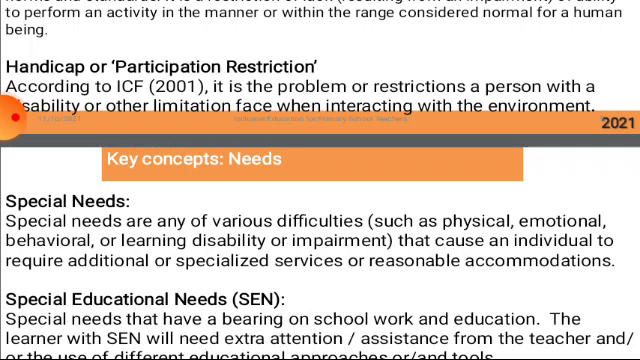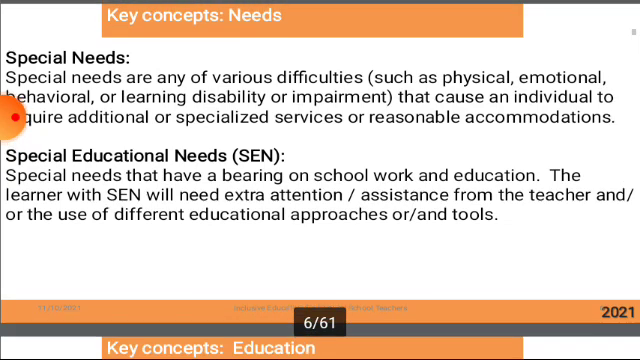Then special needs refers to any of various difficulties such as physical, emotional, behavioral, or learning disability or impairment that cause an individual to require additional or specialized services or reasonable accommodations. Then special educational needs. Those are the special needs that bear on schoolwork and education. The learner with special educational needs will need extra attention, assistance from the teacher, and the use of different educational approaches or tools.